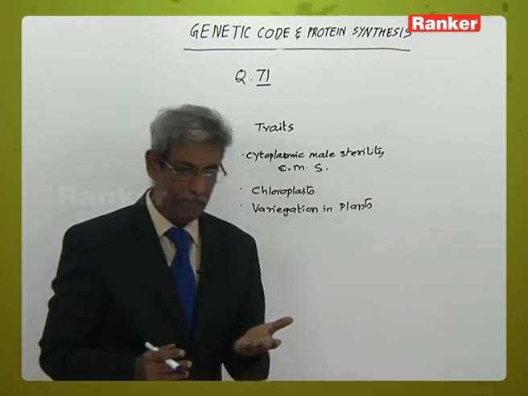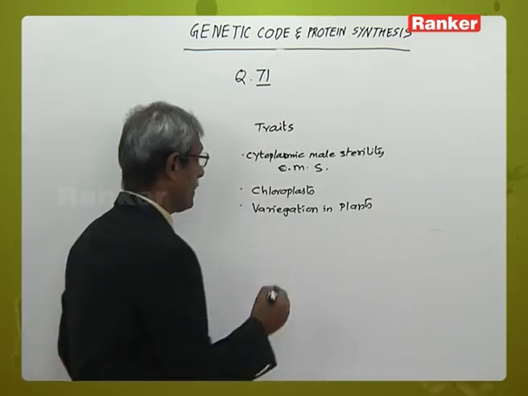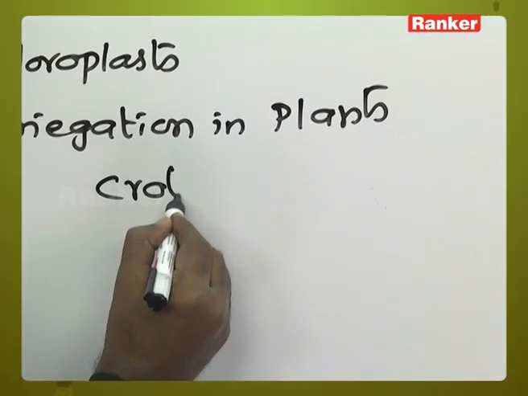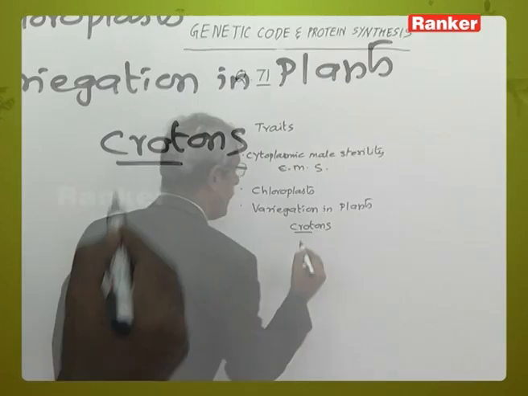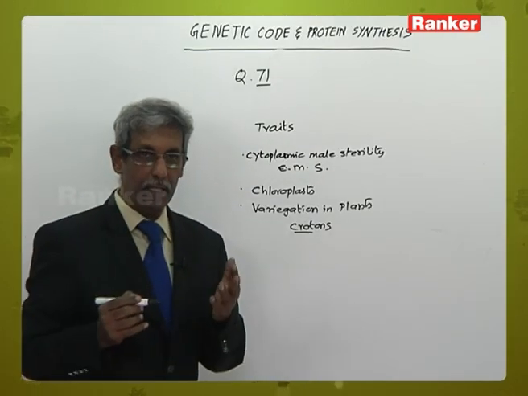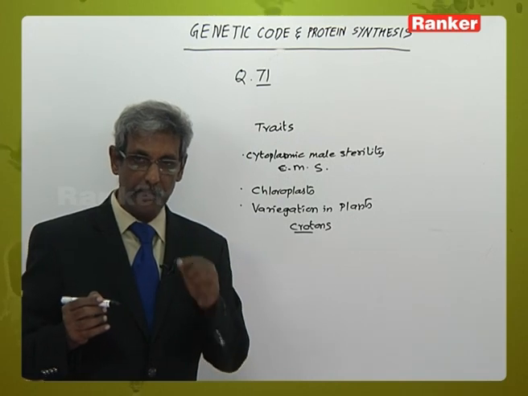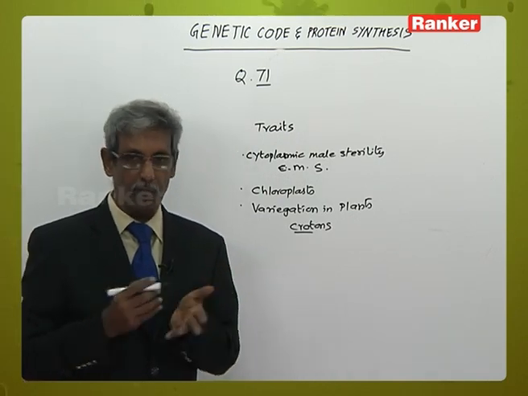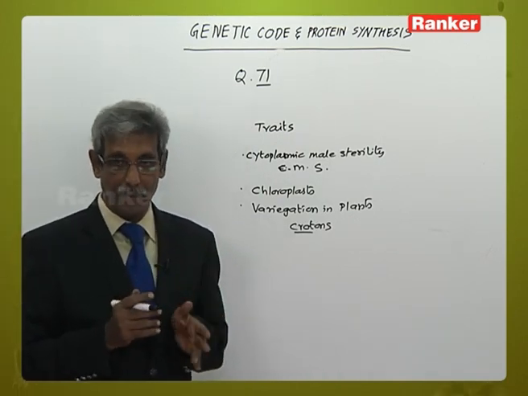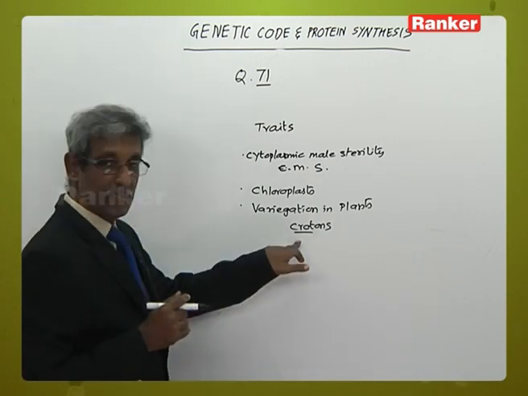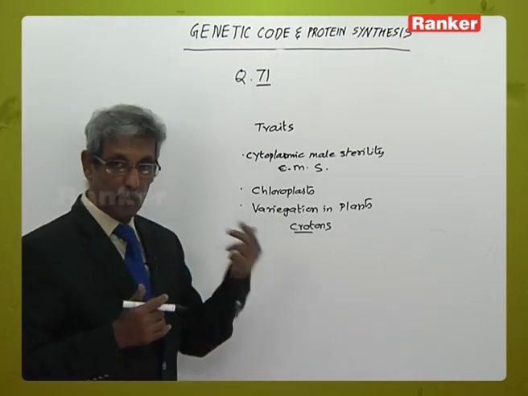Variegation in plants is seen, for example, in crotons. In crotons, we have leaves with yellow spots, green spots and white spots formed on them. They are like a mosaic pattern. So, these patterns are primarily due to inheritance of chloroplast.